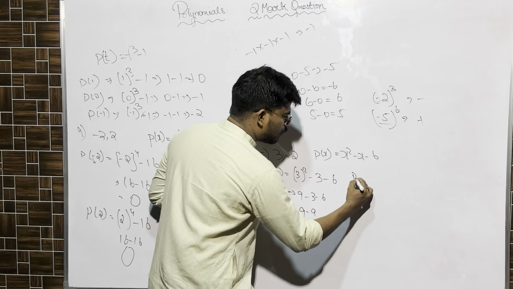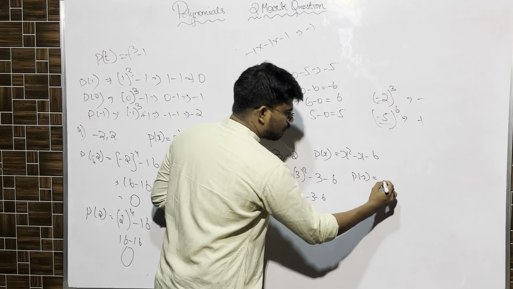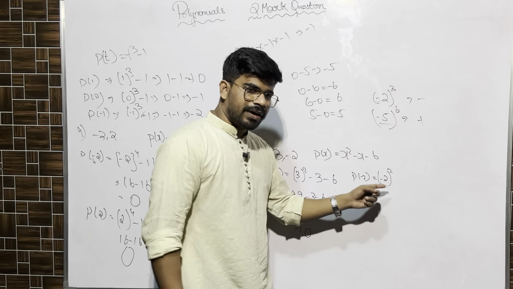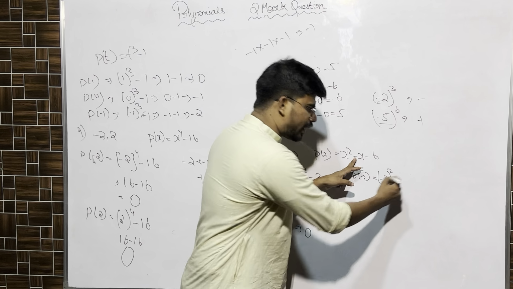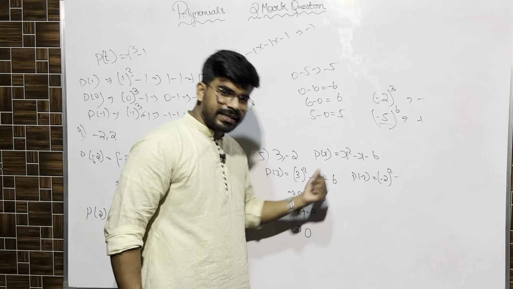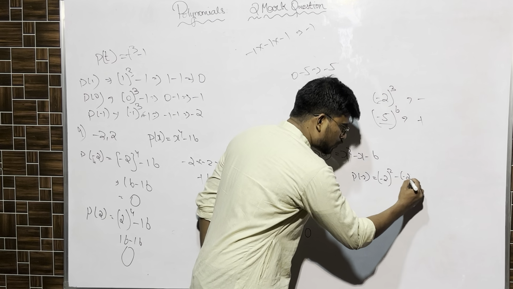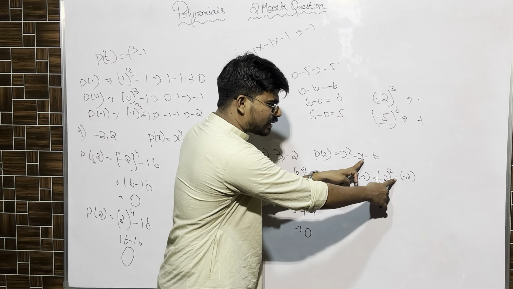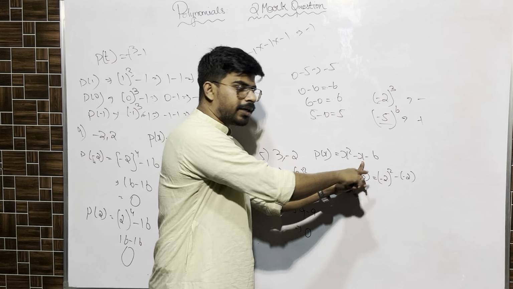P of -2. P of -2, minus 2 whole square. Here don't get confused. In the place of x, I have written minus 2. The minus is there according to the polynomial, and the value of x is again minus. Minus of minus 2. Don't get confused over here. This minus is the polynomial's minus. This minus is the value of x, which is minus.